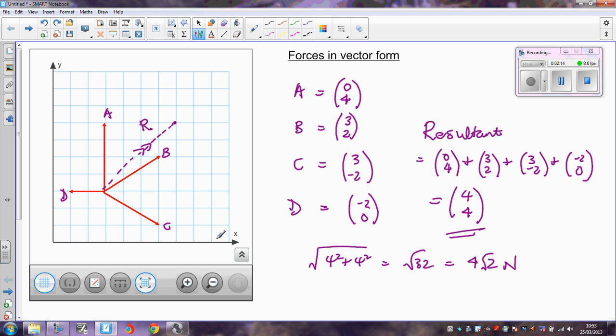The direction, well, you can see in this case, the direction is going to be at 45 degrees, but obviously you could use the normal method using trigonometry. So in this case, the magnitude of the resultant force is 4 root 2 newtons at an angle of 45 degrees above the positive x-axis. And that's it, basically. Very easy. If forces are written in vector form, you can find the resultant force by simply adding together the vectors. Very easy.